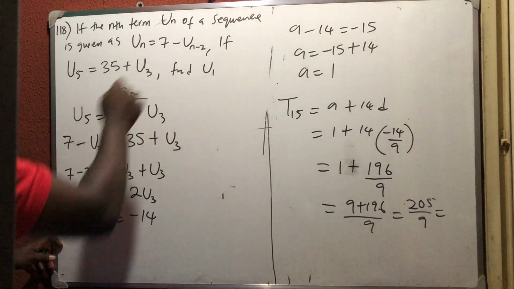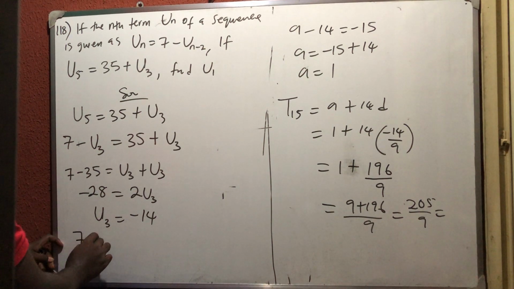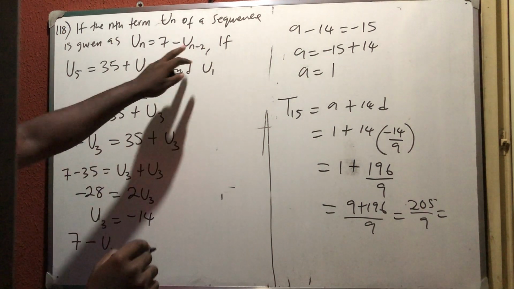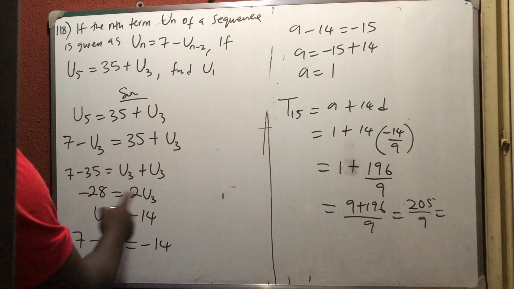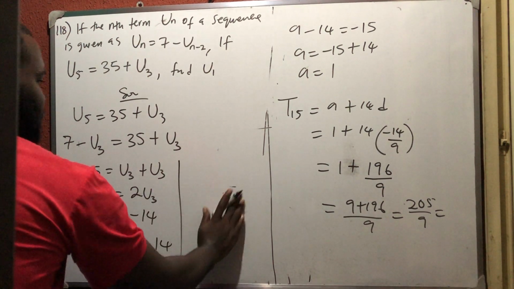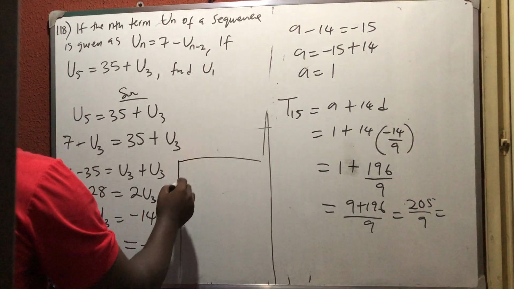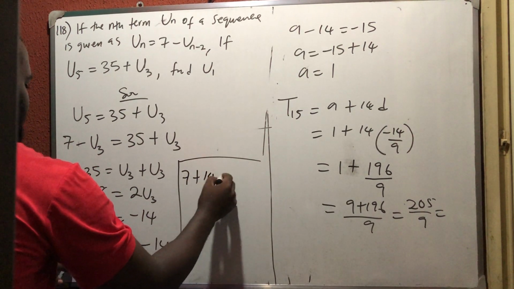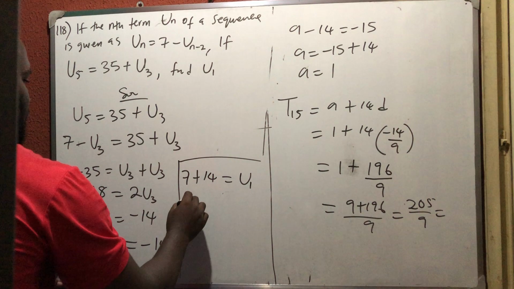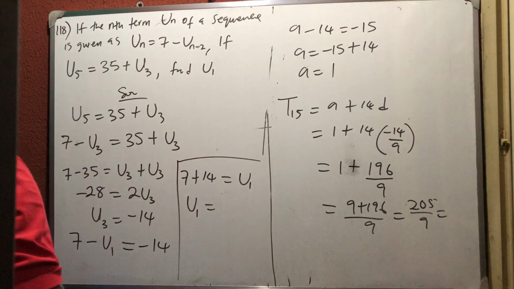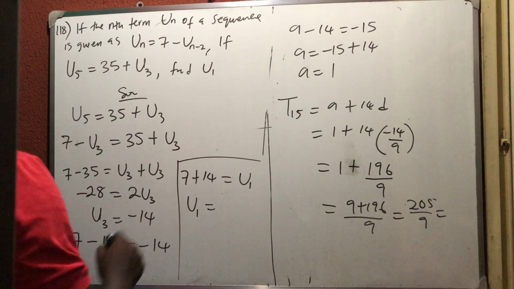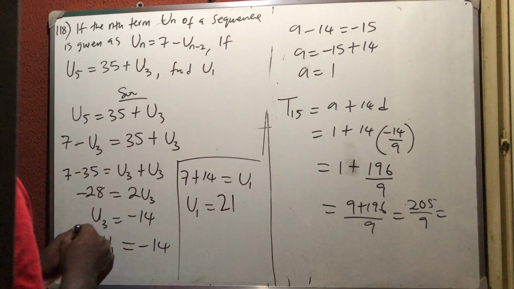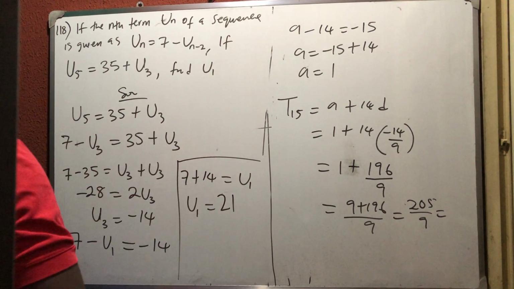So what is my u3? My u3 is the same thing as saying 7 minus u1, because this is 3 minus 2, 1, is equal to minus 14. Collect like terms now, you are going to have 7 plus 14 is equal to u1. So my u1 is equal to 14 plus 7, so 21. My u1 is 21. So that is that.